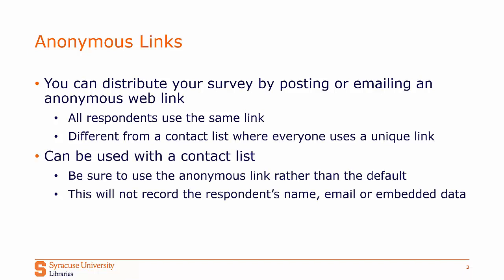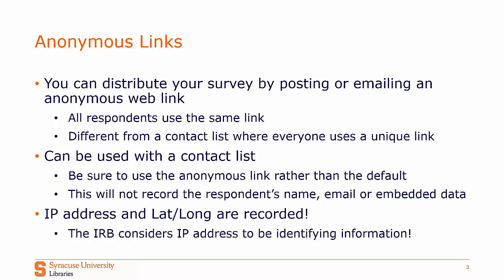Anonymous links can be used with a contact list. You must be sure to use the anonymous link option rather than the default link. This will not record the respondent's name, email, or any embedded data. It will, however, record the IP address and latitude and longitude. The IRB considers IP address to be personally identifying information, so you must be very careful when this is collected in terms of your survey and your respondent's privacy.